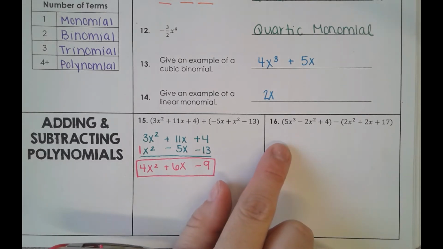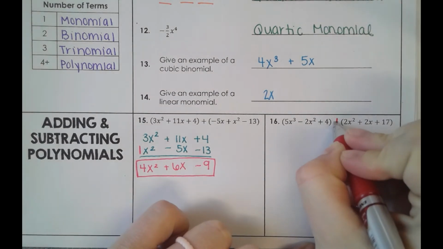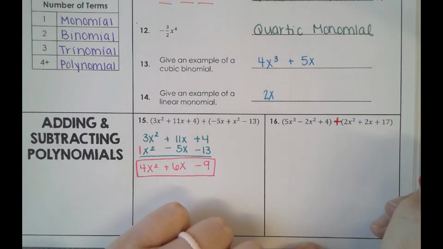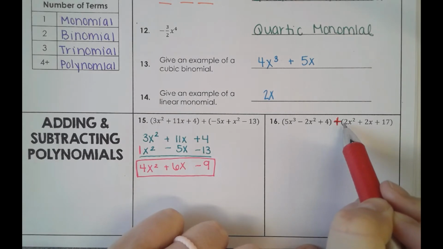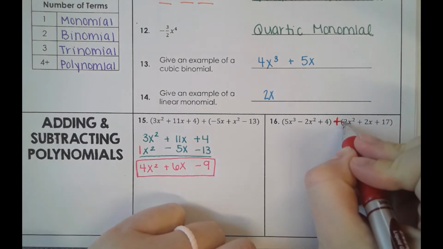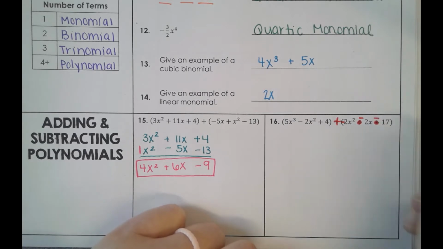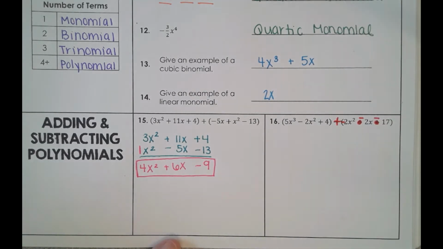Number 16 is a subtraction problem. So when it's subtraction, you have just one extra step in the beginning. We want to turn it into an addition problem. Well, in order to do that, we have to change all of the signs in the second polynomial. So this becomes a negative 2x squared, a minus, and a minus. So in order to make it an addition, you change all of the signs.